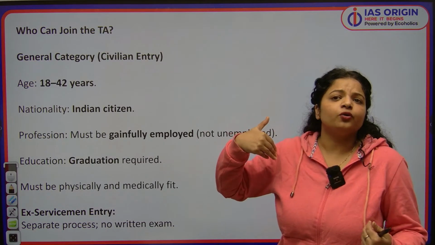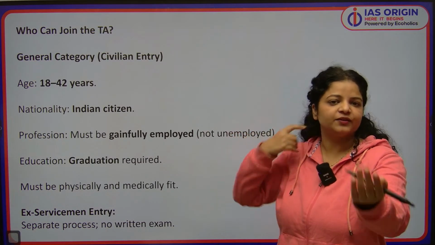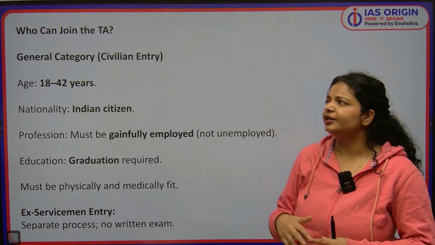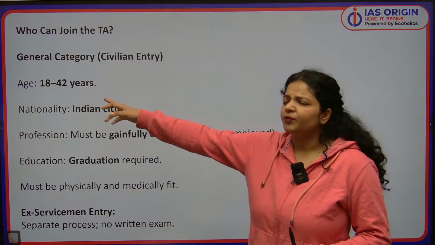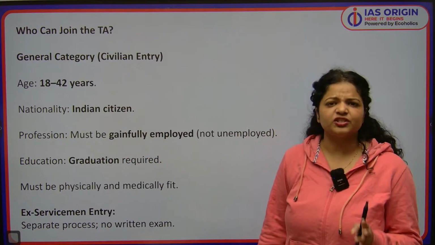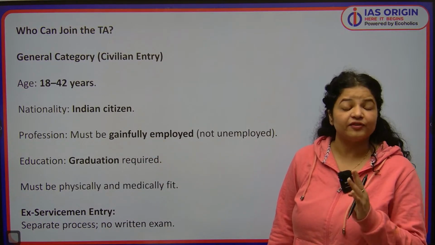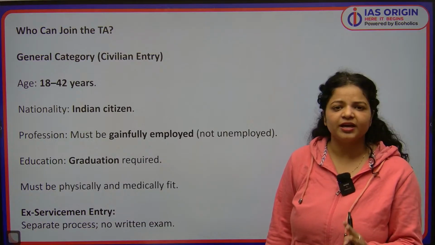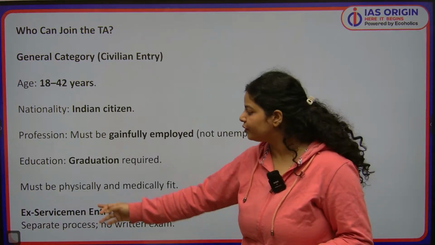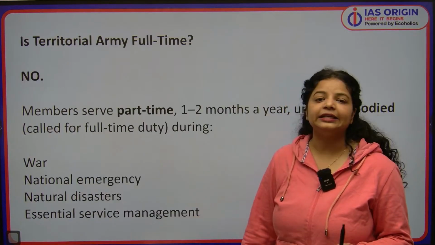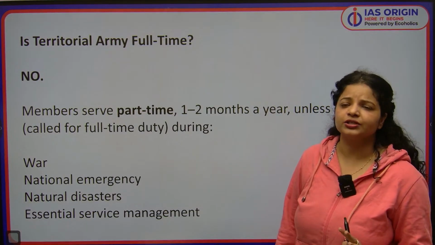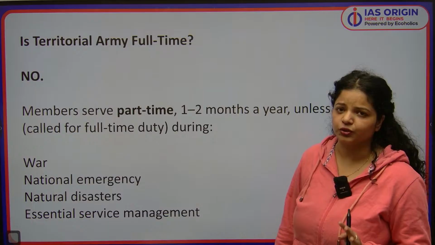So if you and I want to become part of the Territorial Army, what is the criteria? First of all, I should belong to the general category. General category means normal civilian entry. Age should be 18 to 42 years. Nationality: Indian citizen. Profession: somewhere or other, you should be professionally, gainfully employed. You should not be unemployed. Graduation is a must because I have to give the written examination and interview also, and must be physically and mentally fit. And if ex-servicemen want to go for the same, then there is no written examination, but yes, there is an interview kind of process which you will see.